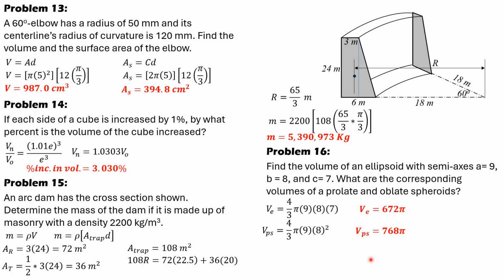And for volume of oblate spheroid, the semi-ellipse is revolved about the minor axis, so in that case c is equal to a. So a is squared, volume is 4/3 pi a squared times b. Oblate spheroid, 4/3 pi times 9 squared times 8. So volume of oblate spheroid is equal to 864 pi cubic units.